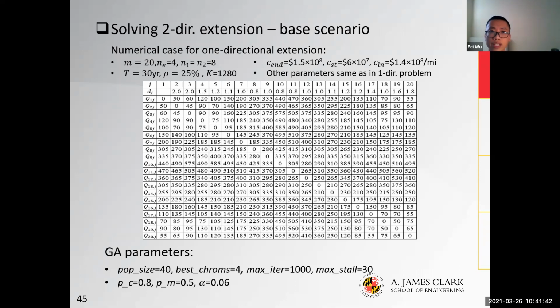For the 2-direction extension, we have the numerical case with 4 existing stations and 8 planned stations at each end, and the demand matrix is like this.